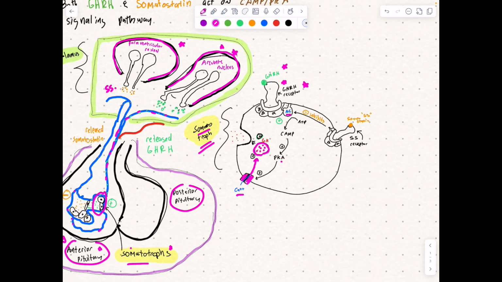Okay, so G-coupled protein receptor, adenylyl cyclase, cAMP, PKA, having calcium come into the cell. Then we have the opposite effect with our somatostatins, our SS. That's going to come in, bind to its G-coupled protein receptor, but that's going to inhibit adenylyl cyclase. And as a result of inhibiting this early step of the pathway that is going to release growth hormone, somatostatin is going to overall inhibit the release of growth hormone.